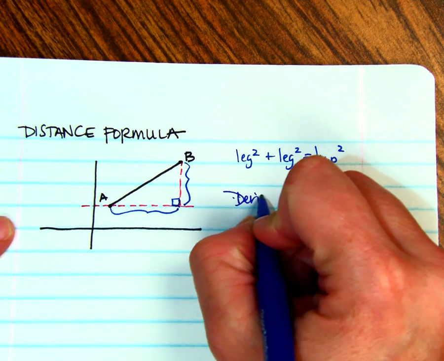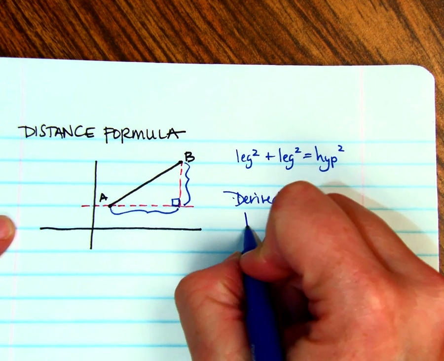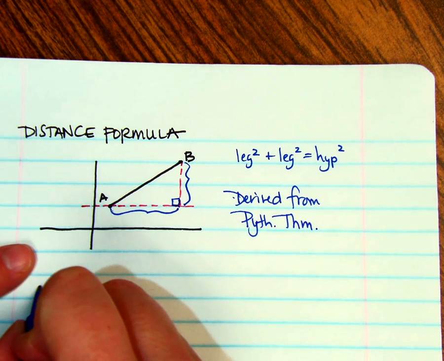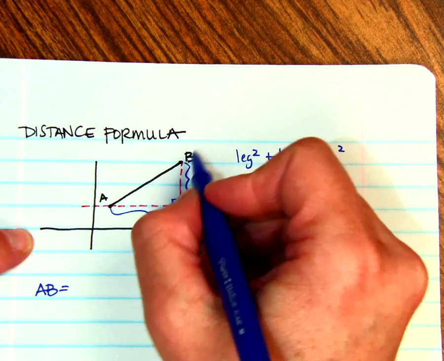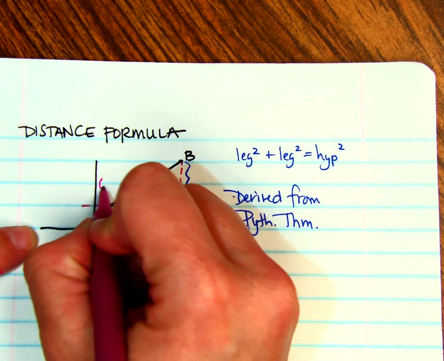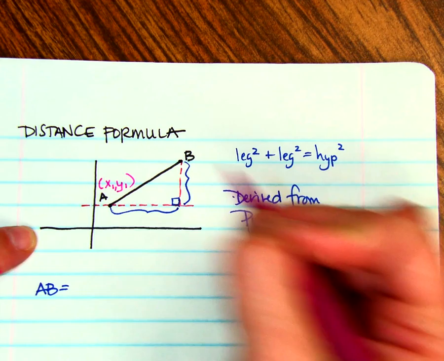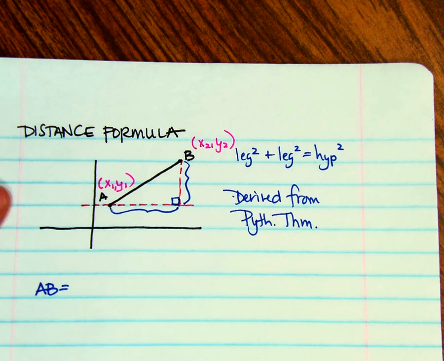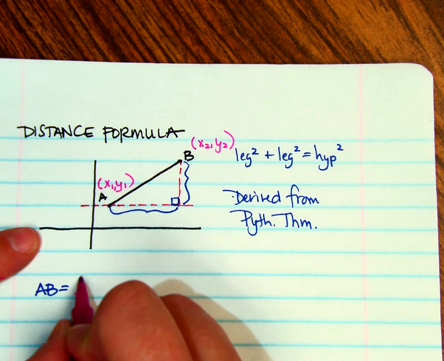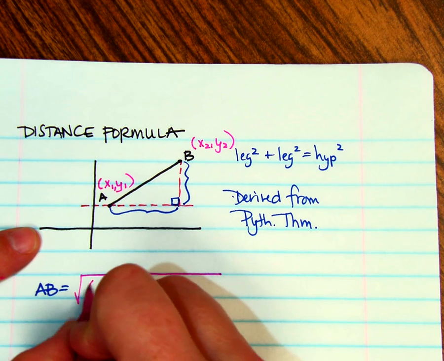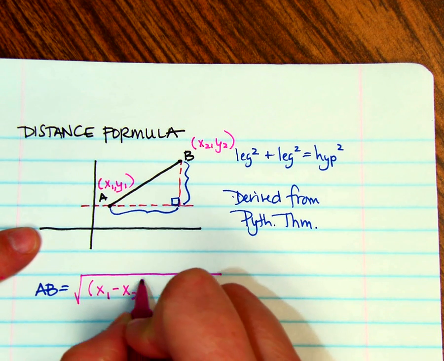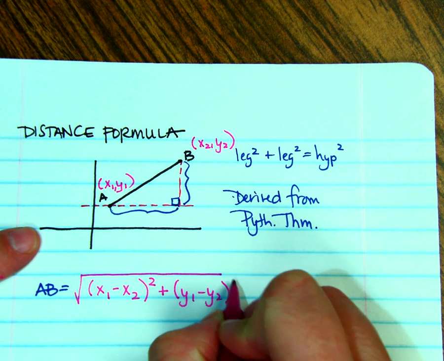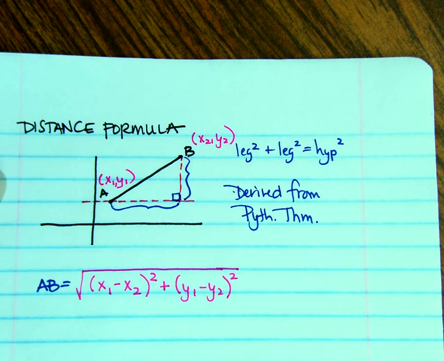It is derived from the Pythagorean theorem. In this case, we would do AB equals, so A would be the ordered pair x sub 1, y sub 1, and B would be the ordered pair x sub 2, y sub 2. It does not matter what order you put these in. AB equals the square root of x sub 1 minus x sub 2, that quantity squared, plus y sub 1 minus y sub 2, that quantity squared. That is the distance formula.